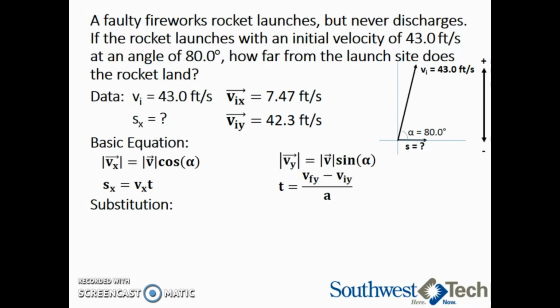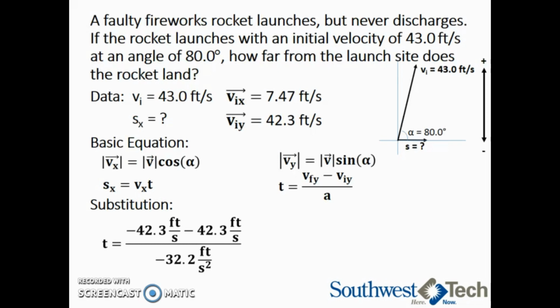Now, since we don't know time yet, we cannot find the distance in x. However, we can calculate the time by taking the final velocity in y minus the initial velocity in y divided by the acceleration acting in y. Since the only force acting on the rocket right after it launches is gravity, the initial velocity in y is equal in magnitude but opposite in direction to the final velocity in y. That means the final velocity in y is a negative 42.3 feet per second.